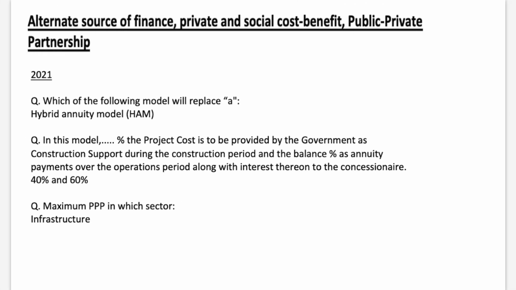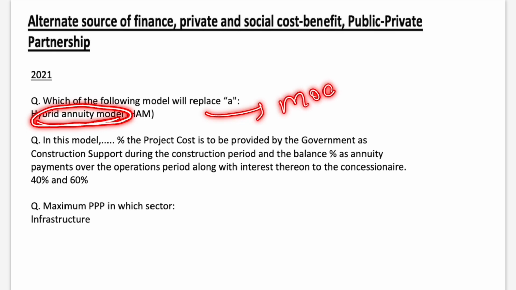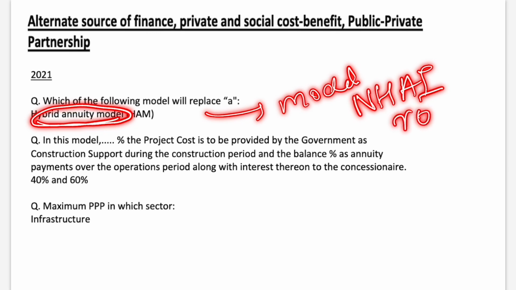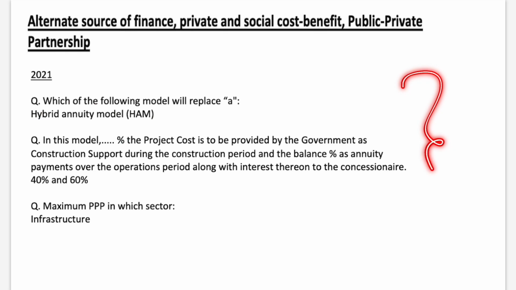Then there was alternate source of finance, private and social cost benefits, public-private partnership. Here, in 2021, there was a question from hybrid annuity model. It's a kind of model which is used by NHAI for building roads, right? So that was asked, and there was a full paragraph on it. So yeah, please do read about it.